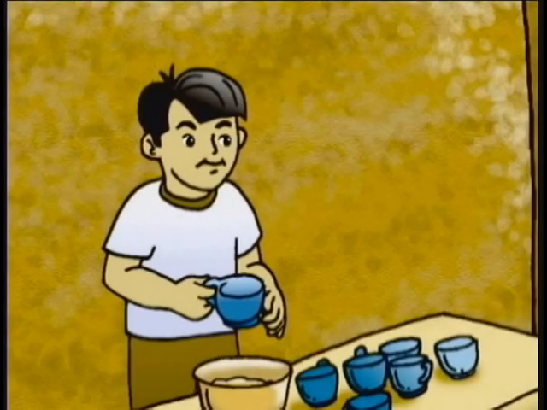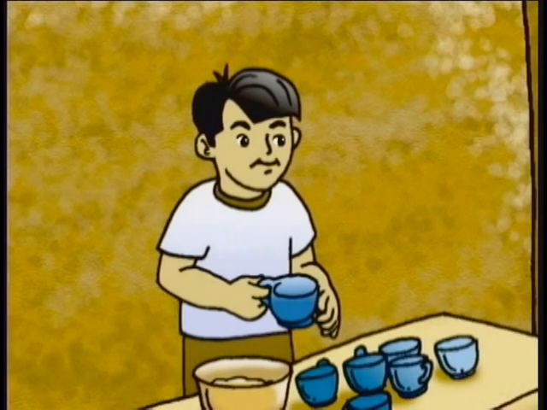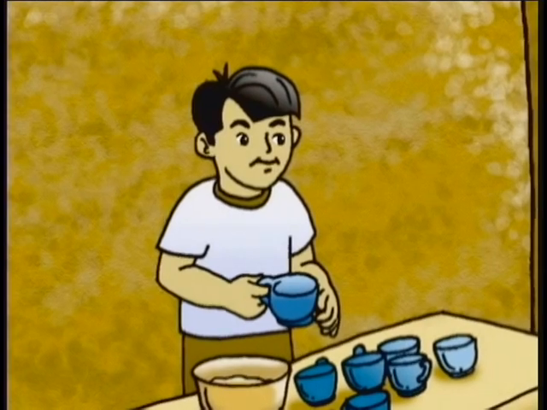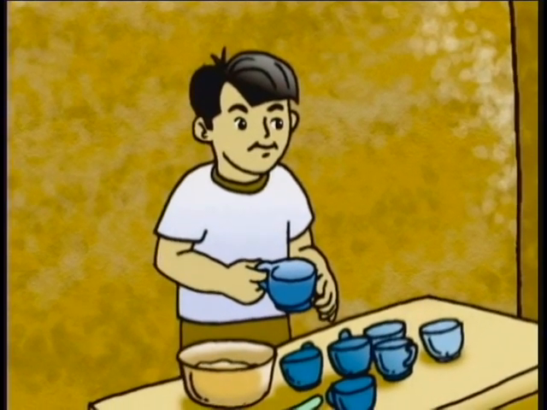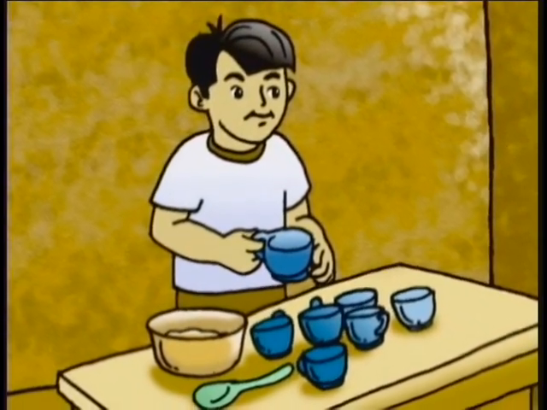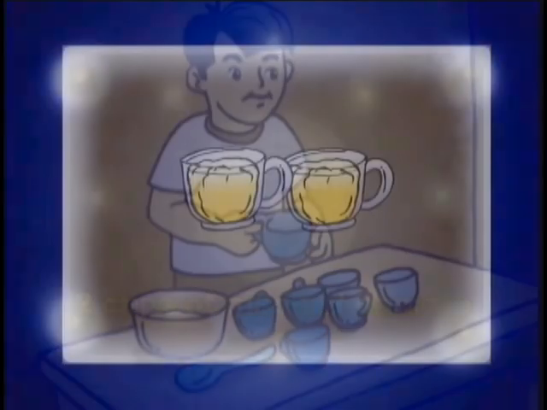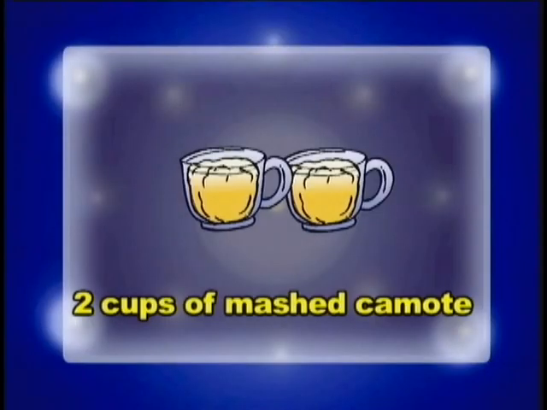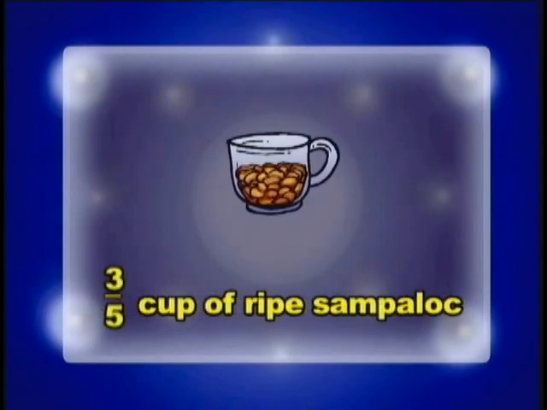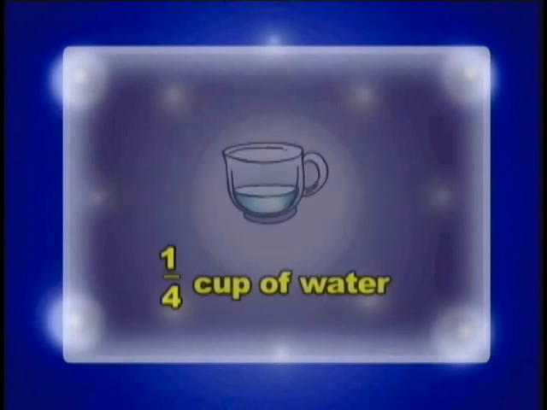June is making sweet tamarind candies in order to help with his family's income. He learned how to make different kinds of candies through his mother. Today, he is making sweet tamarind candies. On the kitchen table, he had all the ingredients he needs. He has 2 cups of mashed camote, 3/5 cup of ripe sampaloc, 3 cups of brown sugar, and 1/4 cup of water.